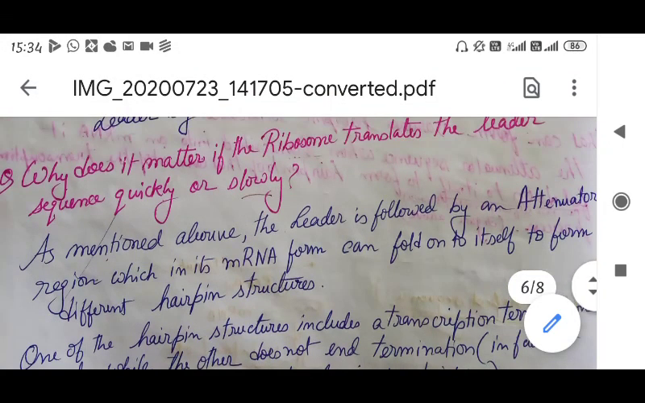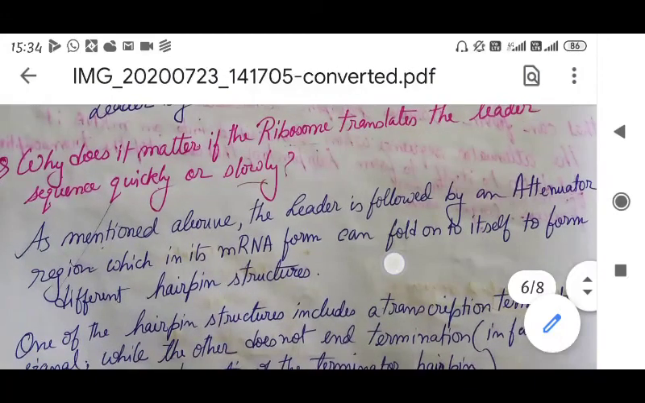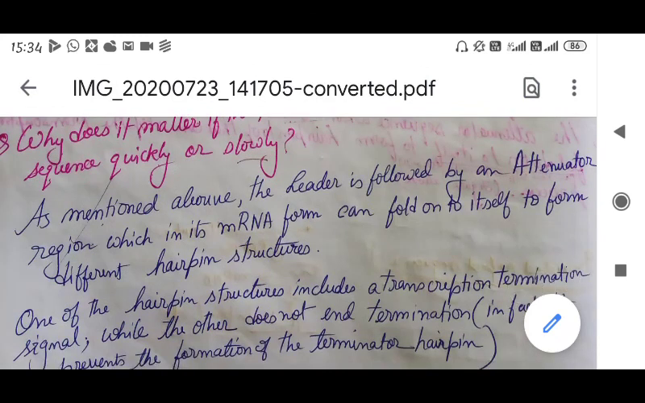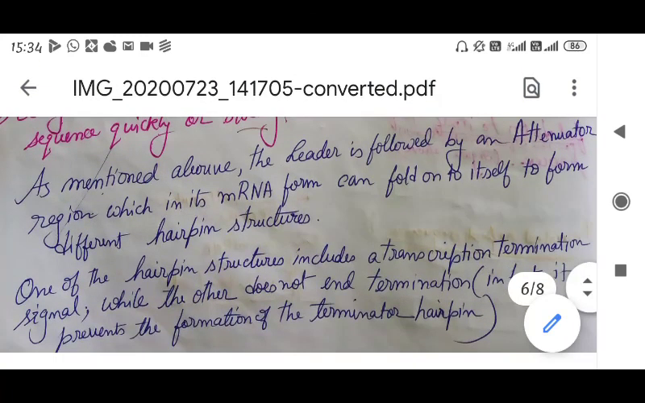It can form different types of hairpin structure. Okay, so as mentioned above, the leader is followed by an attenuator region, which in its mRNA form can fold onto itself and form different combinations of hairpin structure.